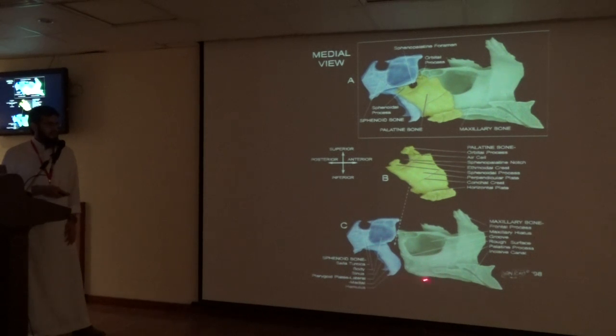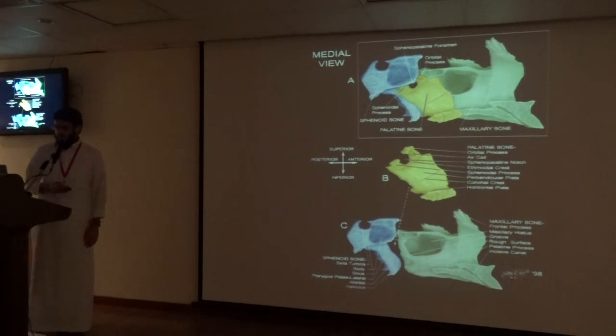This is the area of the sphenopalatine artery from the medial view. This is the maxillary sinus. This is the frontal process of the maxilla. The orbit is expected to be here, and this is the sphenoid. This is the communication of the sphenopalatine fossa down to the oral cavity, and the communication to the orbit superiorly, as we will see in a while.